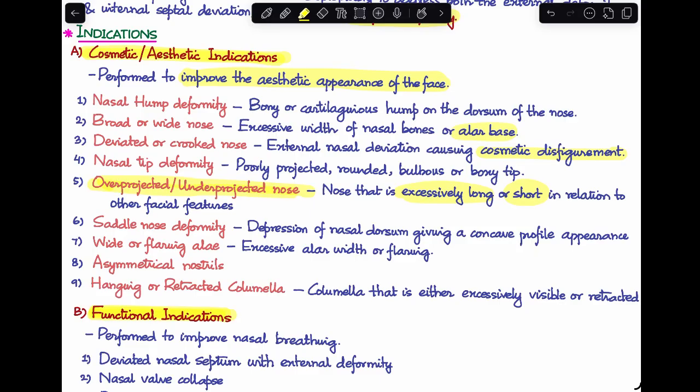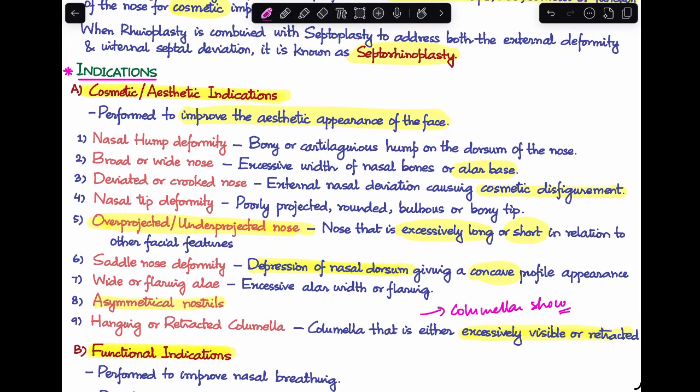Then maybe a patient with a saddle nose deformity, where we have a depression of the nasal dorsum giving a very concave profile appearance. Maybe the patient has a wide or a flared ala, or asymmetrical nostrils, or a hanging or a retracted columella, that is, a columella that is either excessively visible or retracted. To assess this, we look at something known as the columellar show. This is something I've discussed in the preoperative assessment class. So these are some examples of cosmetic or aesthetic indications to perform rhinoplasty.